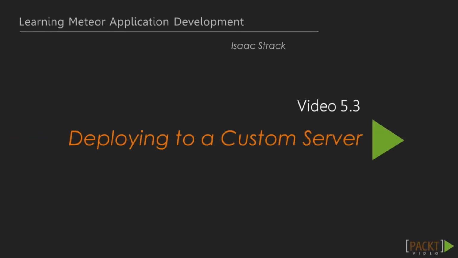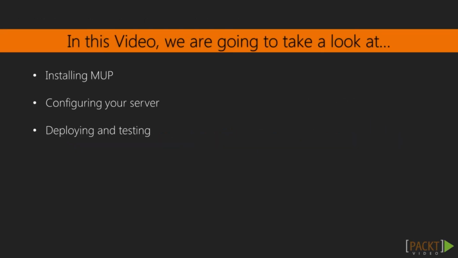Today we will be going over the final video in section 5, deploying your application: deploying to a custom server. We'll be using a package called Meteor Up, or MUP for short, to be able to deploy to our custom server. So we'll show you how to install that. We'll show you what the configuration files look like and how to set this up on your own server. And finally, we'll show you how to deploy and test this to your own server. And we'll even throw in a little bit of Nginx reverse proxy for you. So let's go ahead and get started.